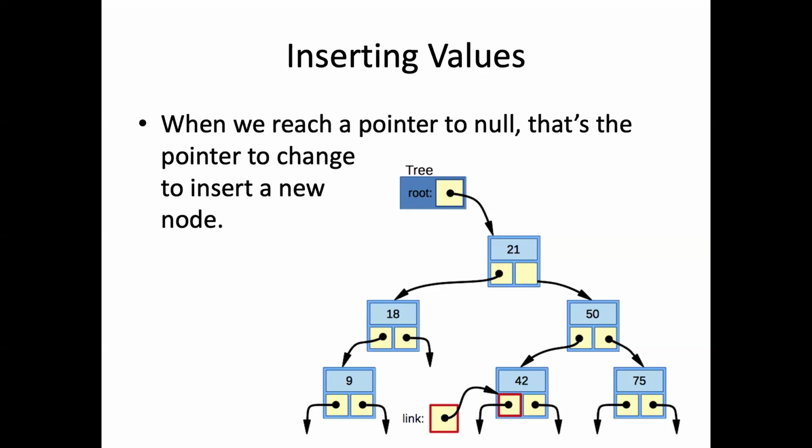I can allocate space for a node, put a 30 in it, and then change the pointer that link points to. This one I've boxed in red here. I can change that to point to the new node. And the nice thing about this is whether I had a left pointer out of this node or a right pointer out of this node, as long as I knew its address, I could make that pointer point somewhere else, grafting on this new node without having to have if statements that say, should you modify the left pointer or the right pointer here?